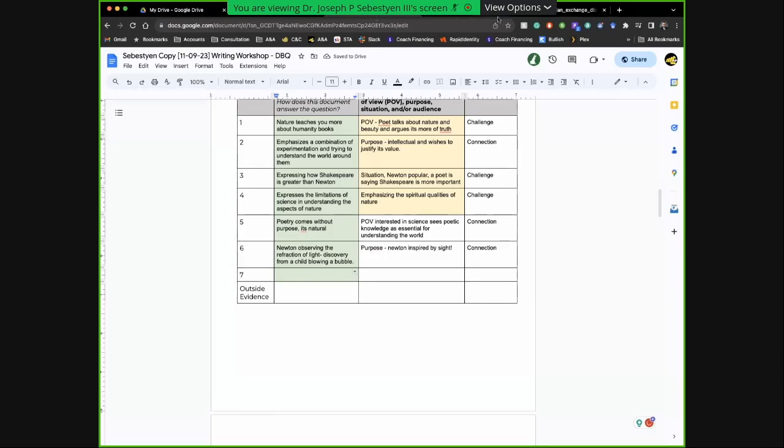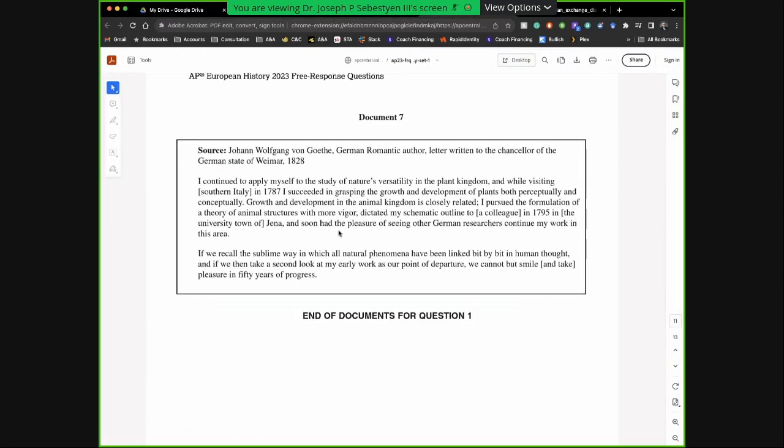Document 7. Johann Wolfgang von Goethe, German romantic author, letter written to the Chancellor of the German state of Weimar, 1828. I continued to apply myself to the study of nature's versatility in the plant kingdom, and while visiting southern Italy in 1787, I succeeded in grasping the growth and development of plants both perceptually and conceptually. Growth and development in the animal kingdom is closely related.